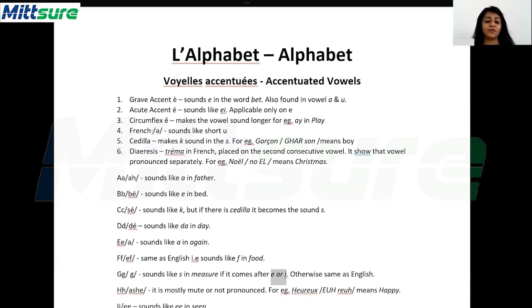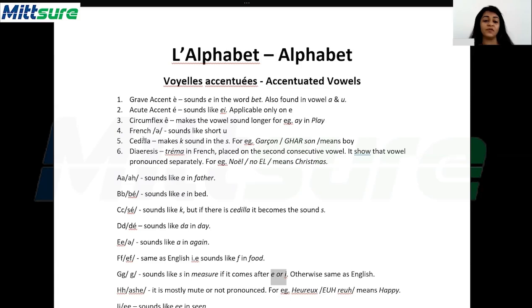After that, we have the French reversed E. This French reversed E basically has the sound of U. Yes, but it will have a little shorter sound of U. It will be just U. After that, we have the cedilla.